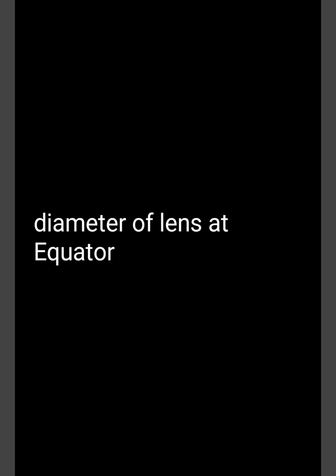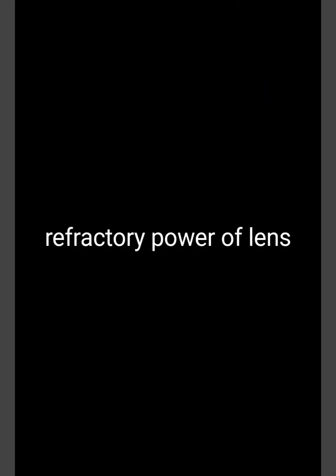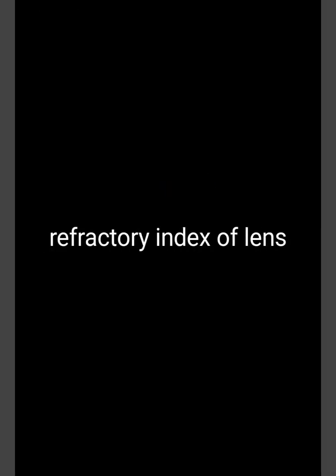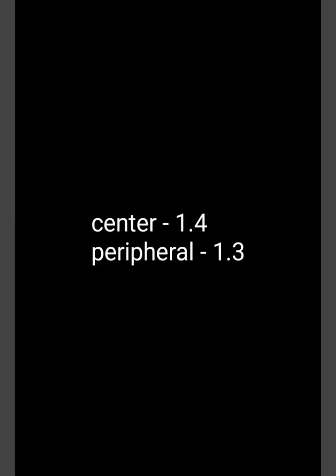Diameter of lens at equator: 10 mm. Blood and nerve supply of lens: no blood or nerve supply. Refractive power of lens: 16D for far, 19D for near, variable due to accommodation. Refractive index of lens: center 1.4, peripheral 1.3.